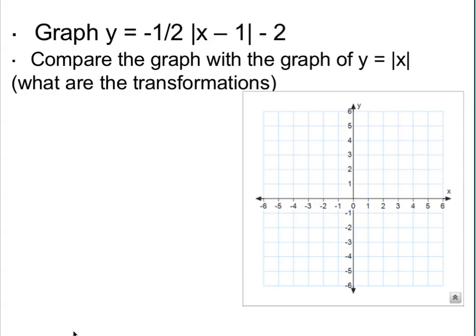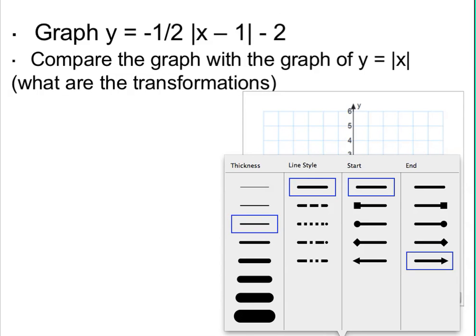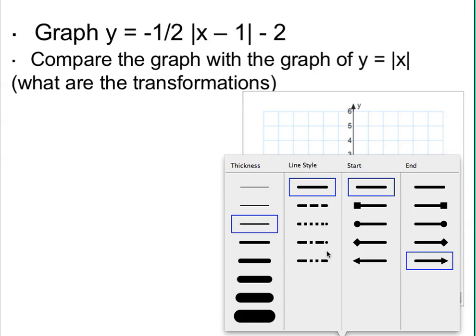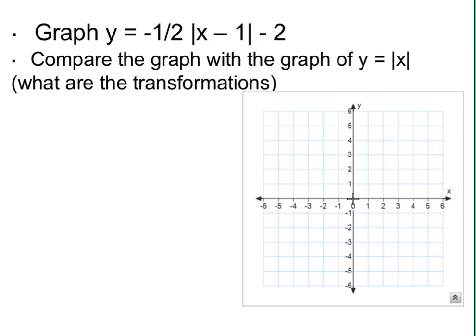So looking at comparing this one with the parent graph. If I just quickly put the parent graph on here, and I will graph the parent graph. I wanted to change the color of that one. I'll graph it in this color again, and maybe I'll make it a dashed line. When I graph it, it should have its vertex at 0, 0. So I'm going to have one side of the graph looks like this, and the other side is going to look like this. So using that as a comparison, this negative tells me it's going to be reflected.